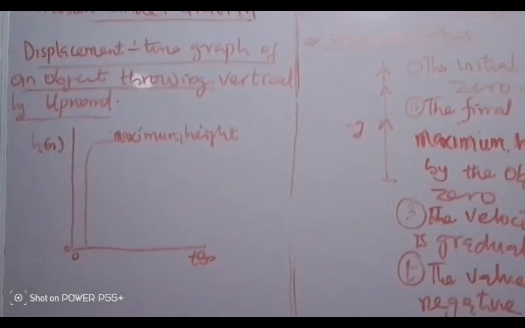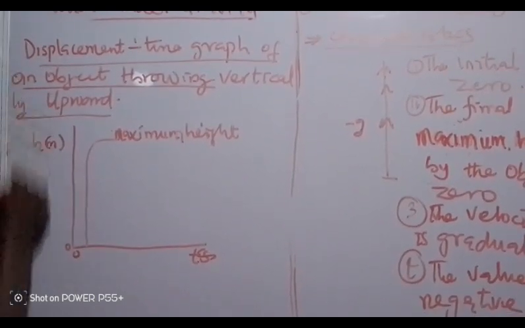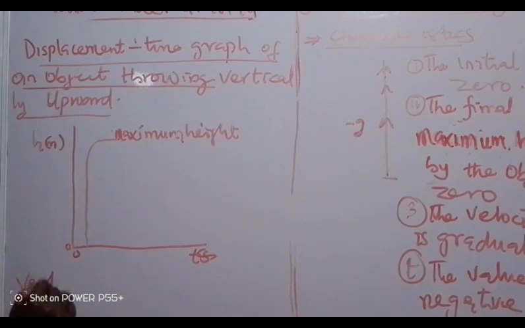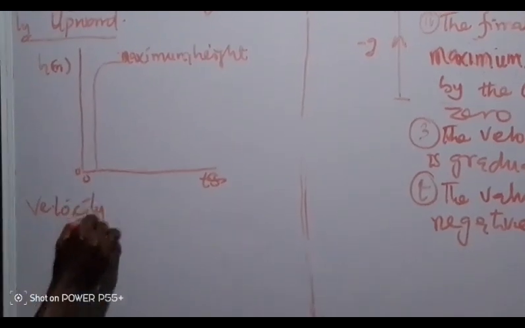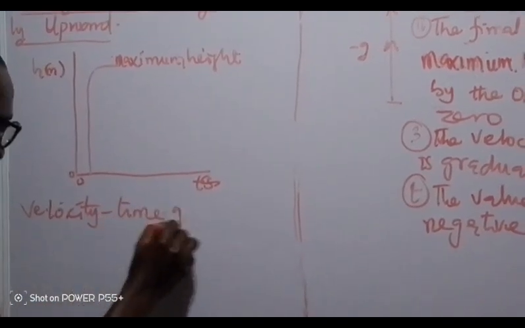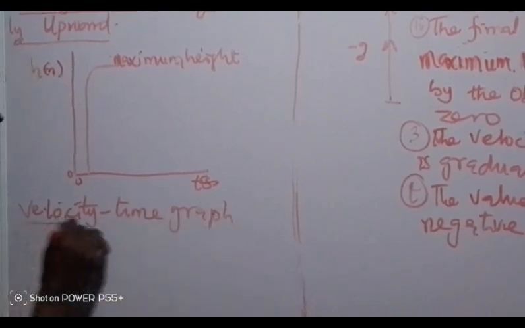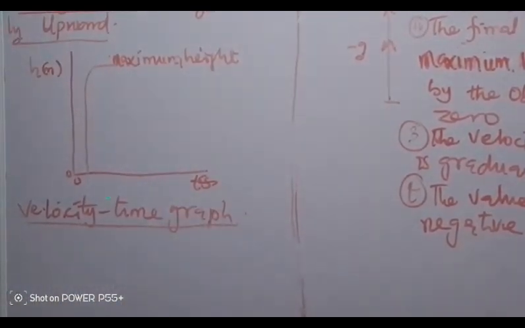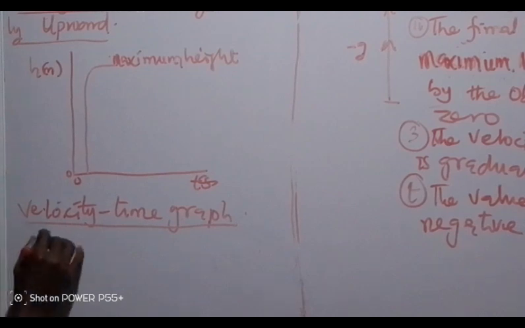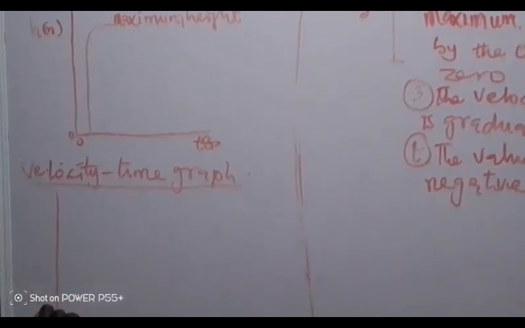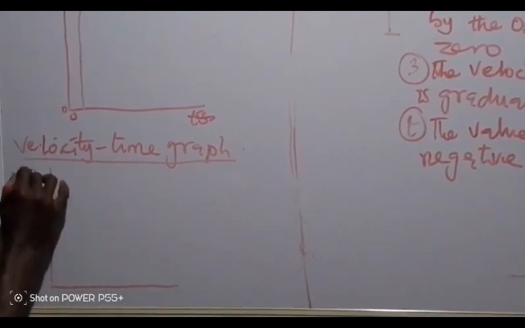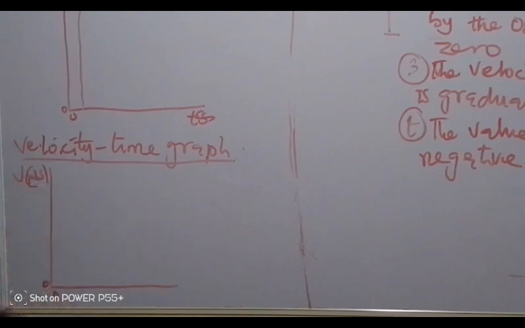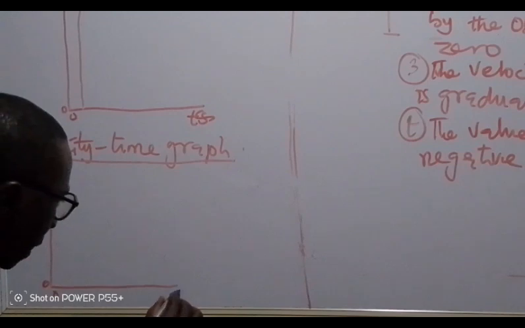Now the next thing is the velocity time graph. As we have the displacement time graph, definitely we must have the velocity time graph. So let's show it. Here is velocity in meters per second, then the origin 0, 0, and this is time in seconds.